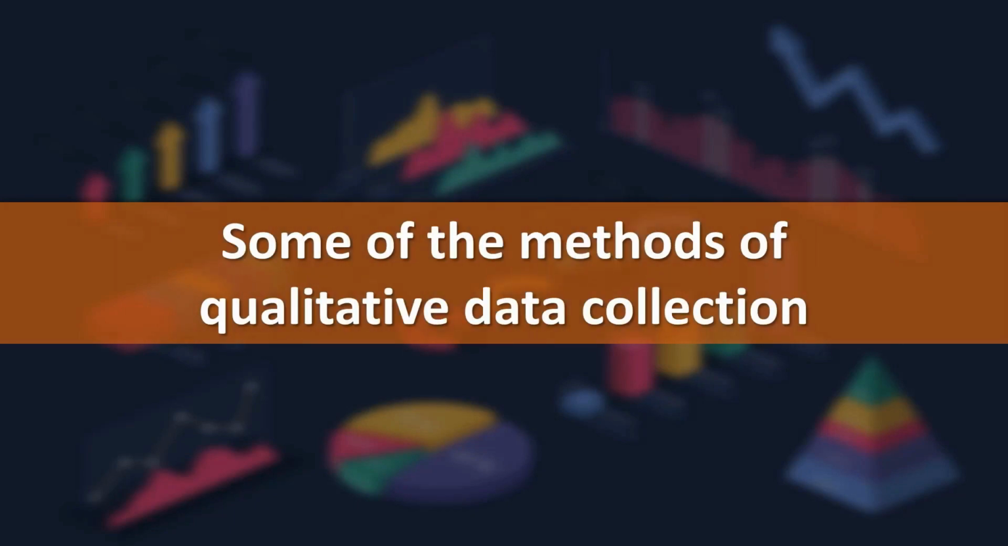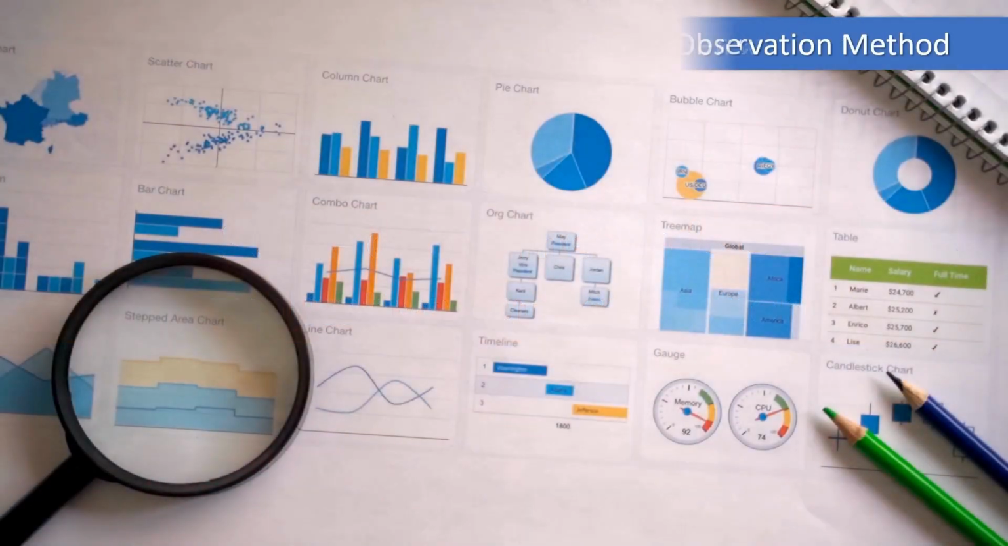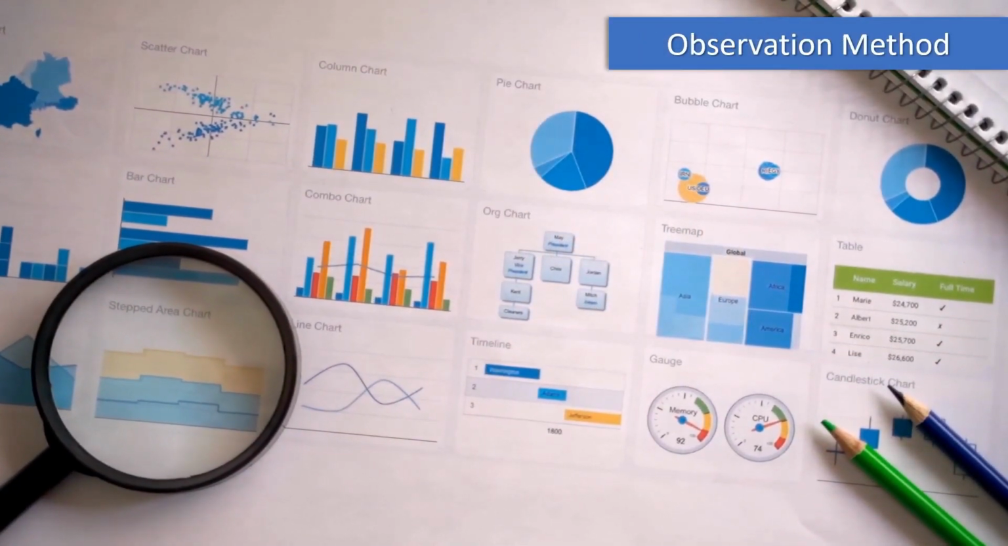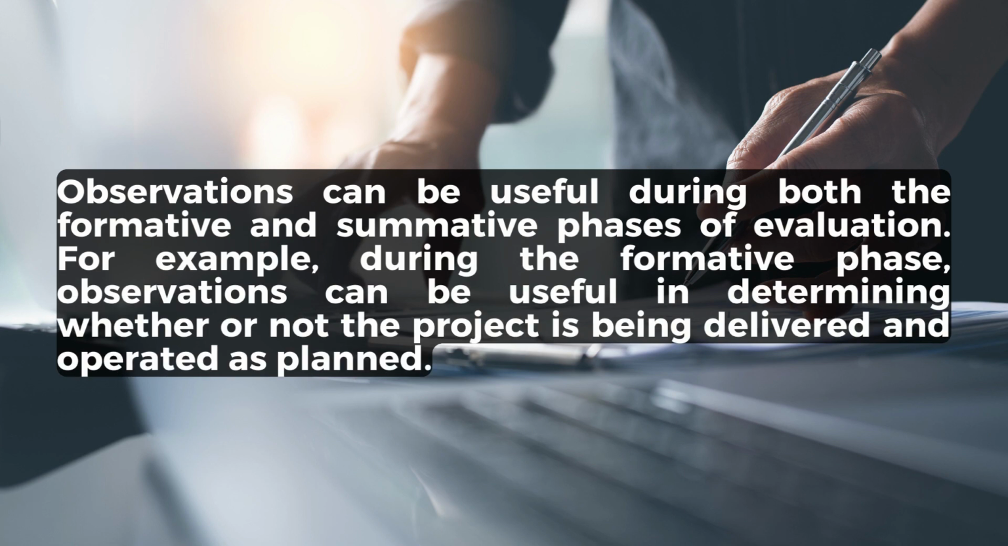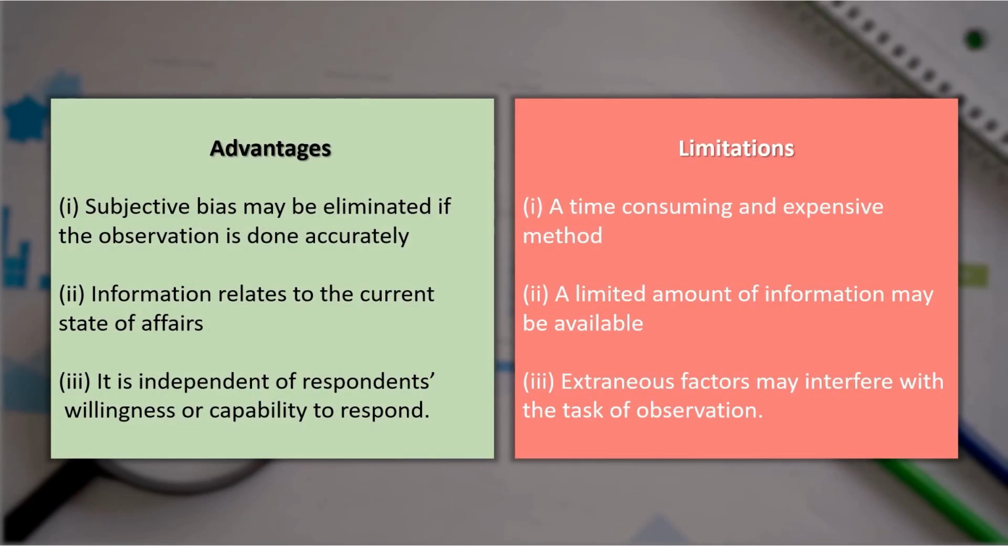Some of the methods of qualitative data collection include, firstly, the observation method. Now let us look at what the observation method is. Observations can be useful during both formative and summative phases of evaluation. For example, during the formative phase, observations can be useful in determining whether or not the project is being delivered and operated as planned.